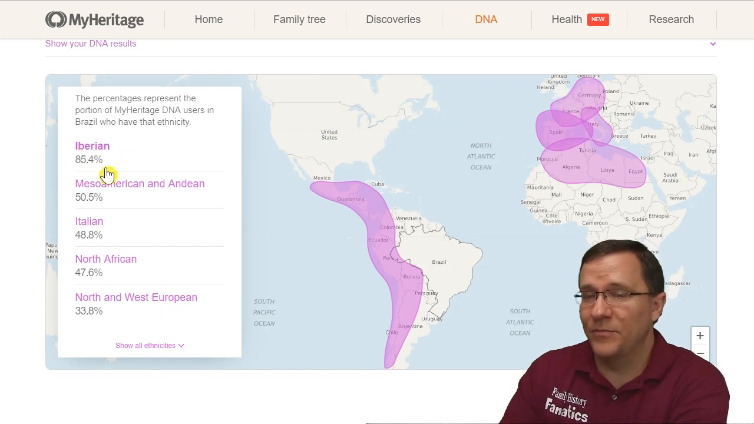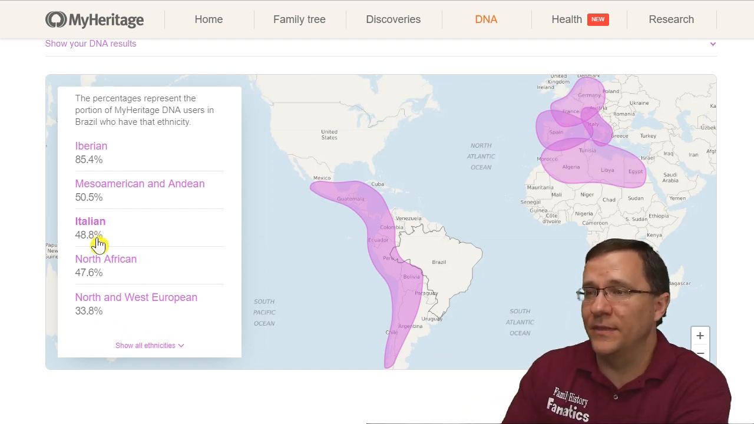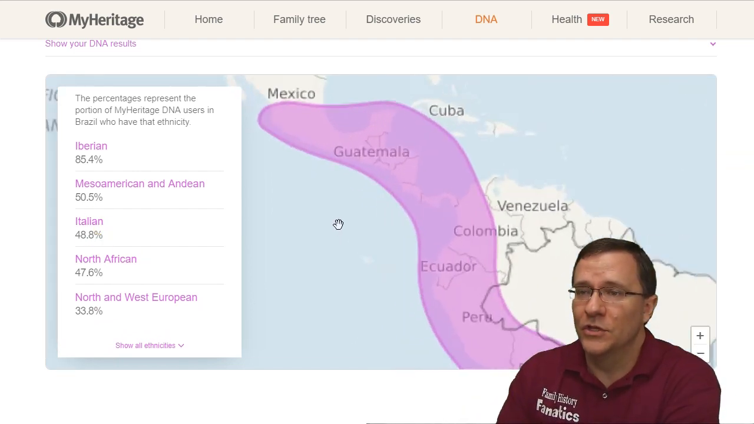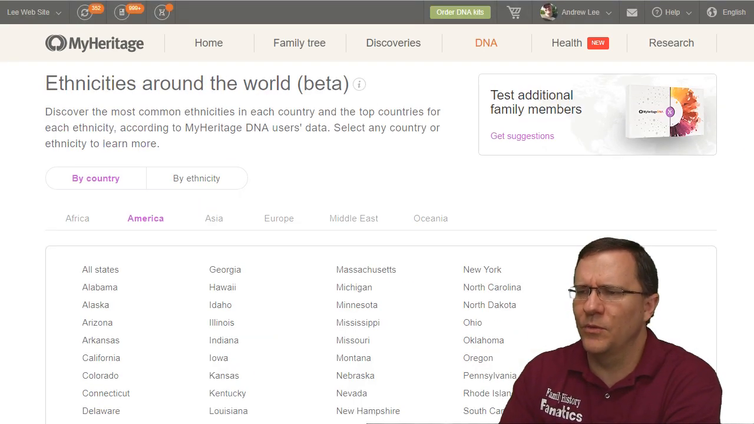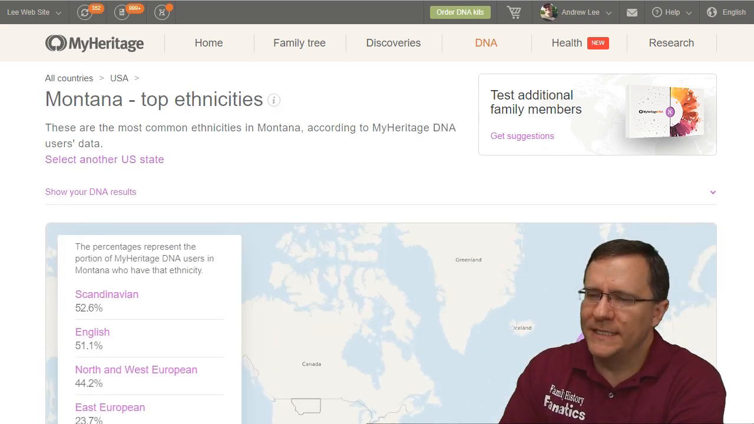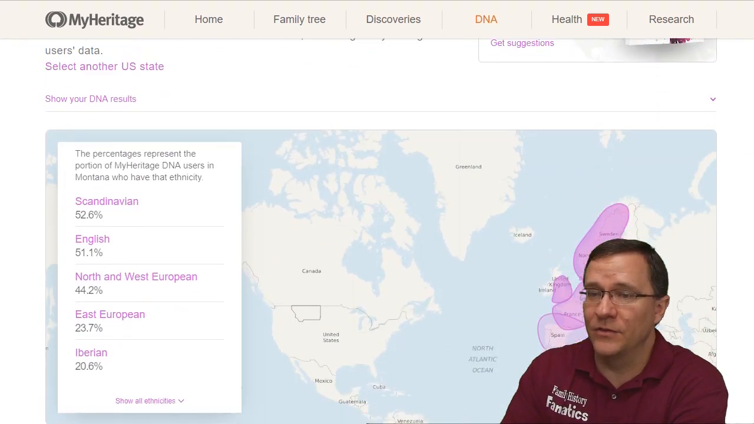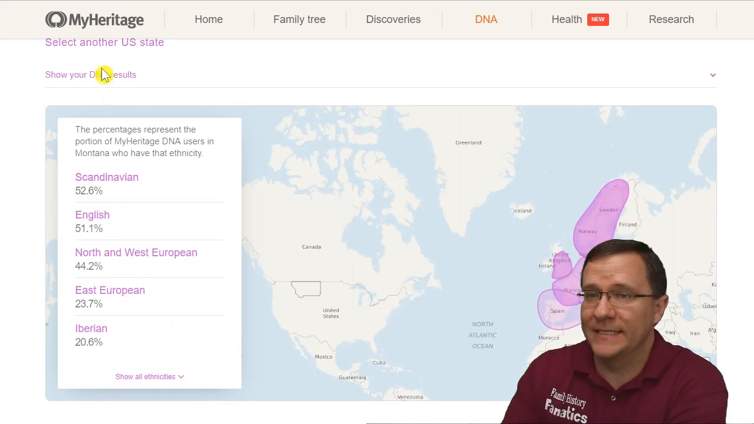So you can see that 85% of them have Iberian ethnicity, and almost half of them have Italian ethnicity as well. So we can look at different countries, and in some of these, for instance the United States, we can go by state. So with Montana, where are most Montanans from? We see that most Montanans have Scandinavian ancestry.